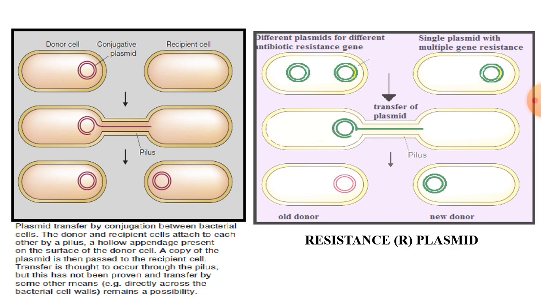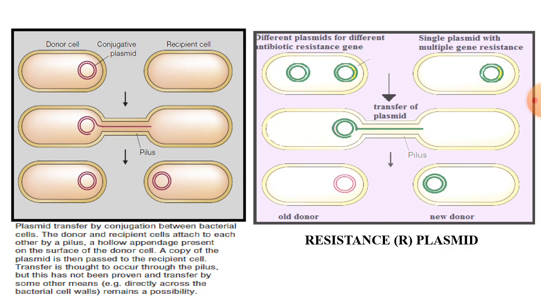F plasmid is the conjugative plasmid. The F plasmid contains genes called tra genes that help in the synthesis of sex pili, which form a bridge between two cells, the donor cell and the recipient cell, and aid the transfer of the plasmid.